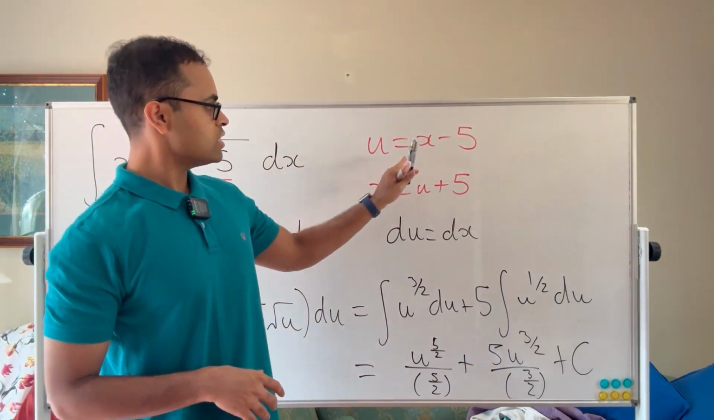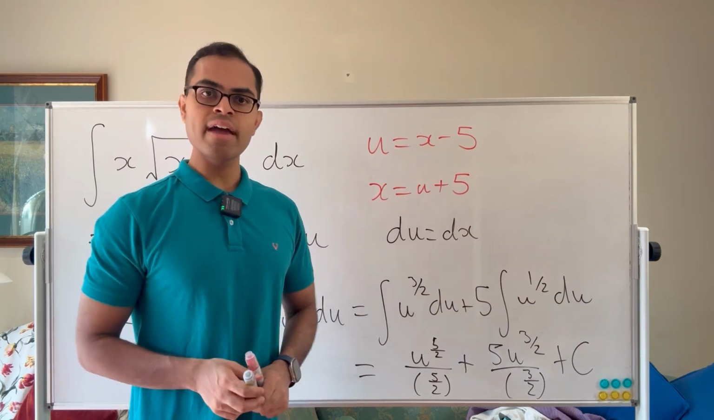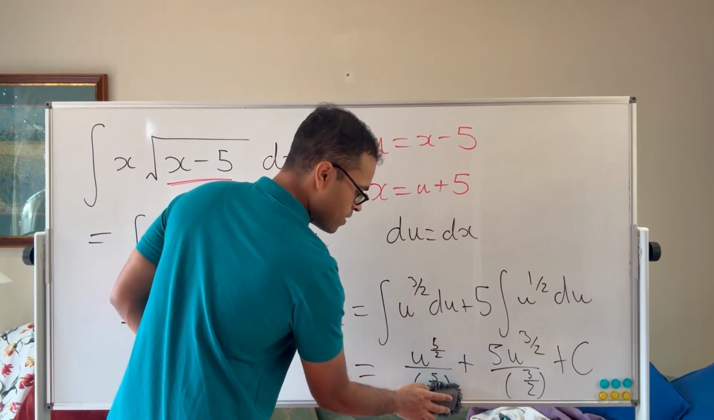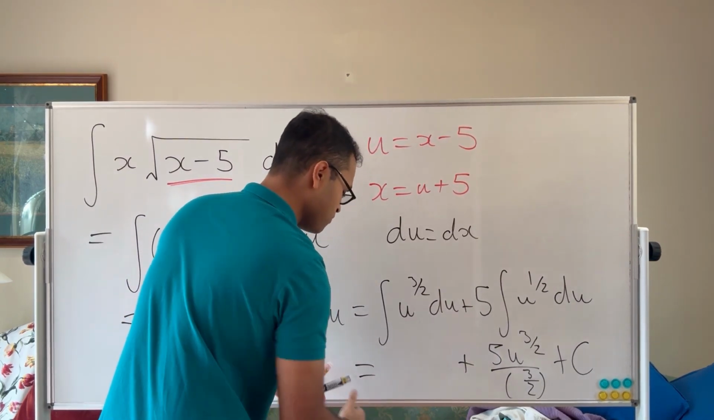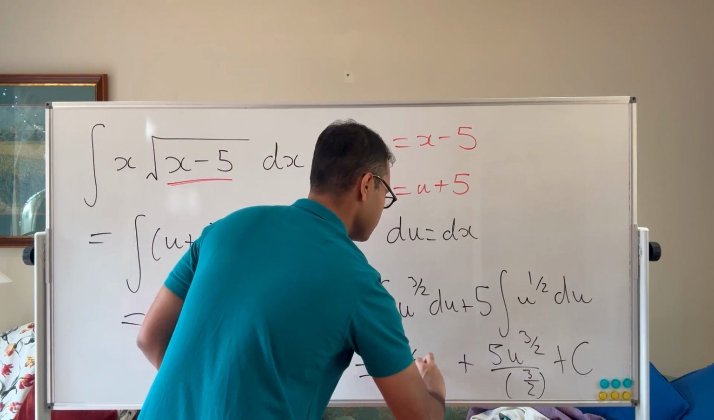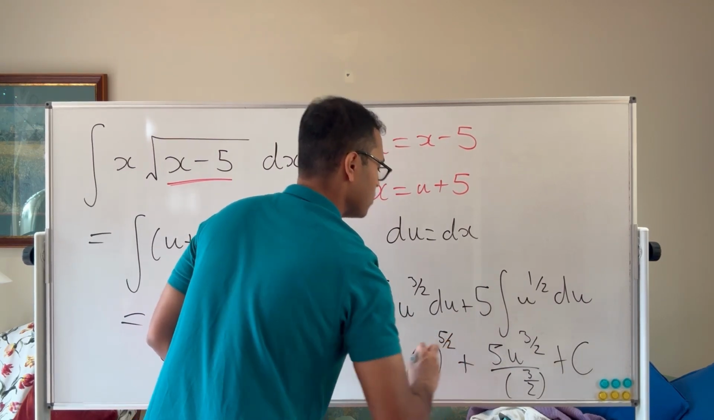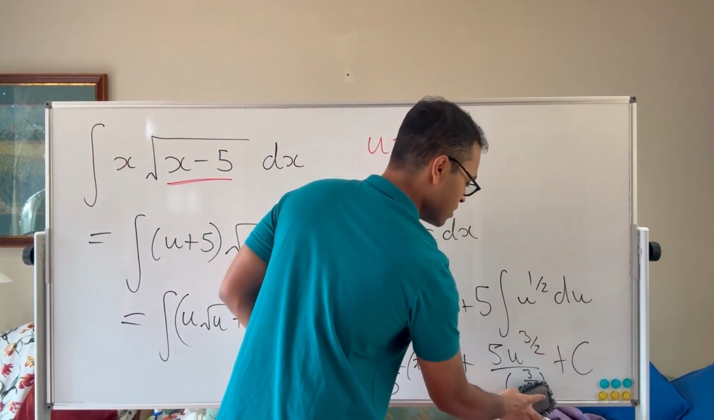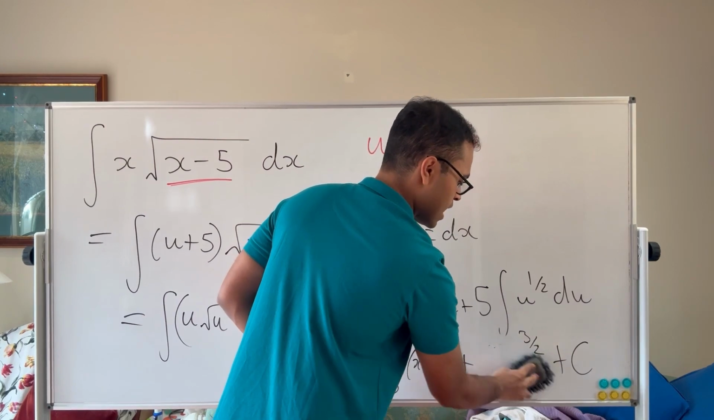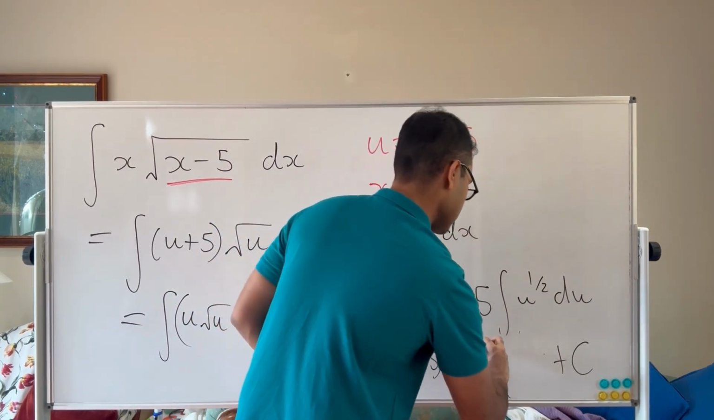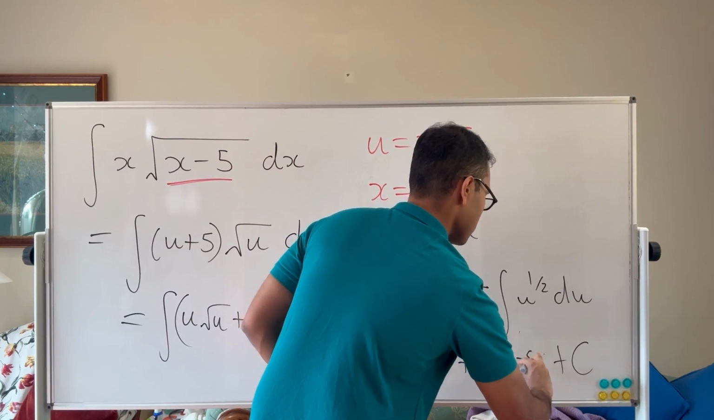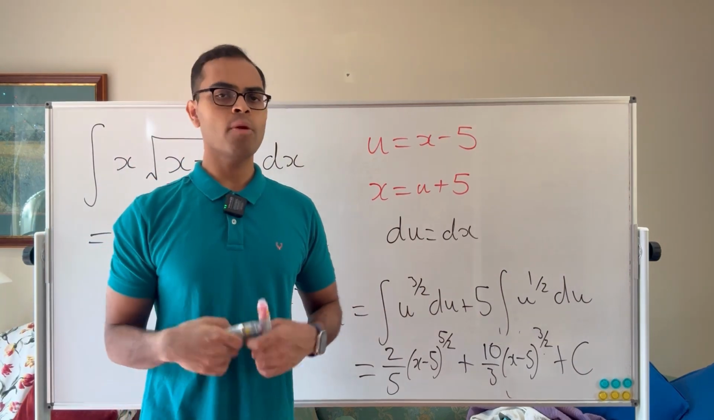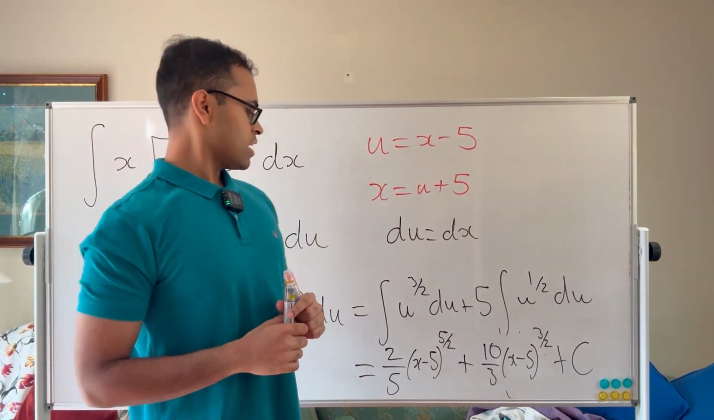Here we know u was equal to x minus 5. So then we just replace everything, and I'm actually just going to do that in one go. The 5 divided by 5 halves is multiplying by 2/5. So we get 2/5 times x minus 5 power 5 halves. And then dividing by 3 halves is multiplying by 2/3, so we're going to get 10/3 times x minus 5 power 3 halves. And you can do this in 2 lines. I just did it at the end because it was at the bottom of the whiteboard, but you can do this in 2 lines. So that's the integral.